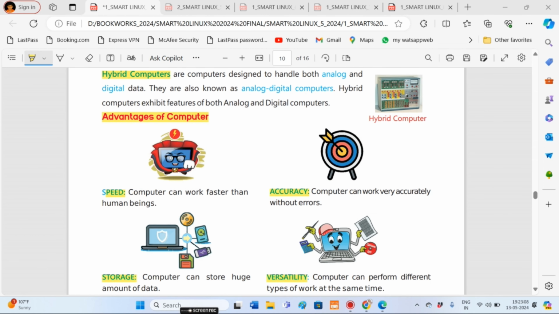Advantages of computer. We know computer is an electronic machine. It has a lot of characteristics. Okay, so first advantage, let's see, speed. Computer can work faster than human beings. Second is accuracy. Computer can work very accurately without errors. Third one, storage. Computer can store a huge amount of data. Versatility. Computer can perform different types of work at the same time, means multitasking. Okay, these are some of the advantages of computer.